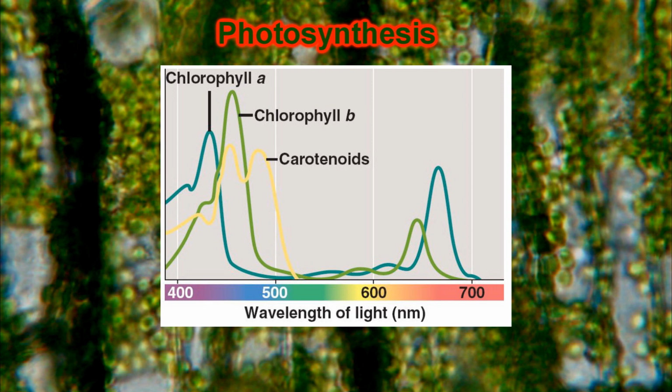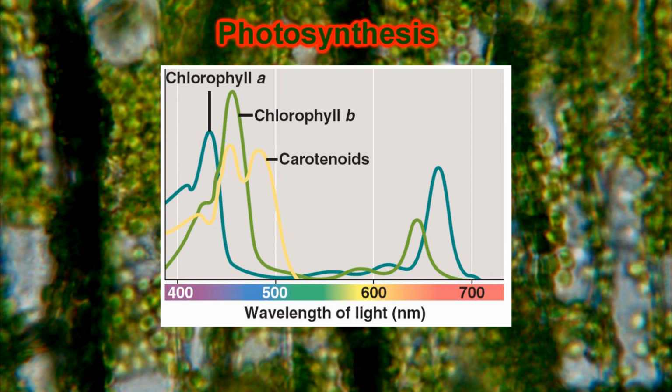Those are the carotenoids. The carotenoids absorb energy from light and transfer their electrons onto chlorophyll A. Chlorophyll B also transfers its electrons to chlorophyll A. So chlorophyll A is the real workhorse here.